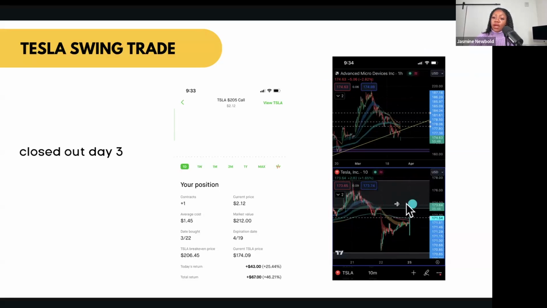We were also hitting my resistance beam, which is this gray beam right here, and starting to wick down. So I decided, you know what, I'm going to take my profits here. I could have held on. I could have ridden that wave of retracement, handled that pullback. Also, with the news, I was like, you know what, I'm just going to get out. I was definitely planning on swinging this a lot longer than 3 days, but I went ahead and closed out with $67 profit, which is a 46% return.